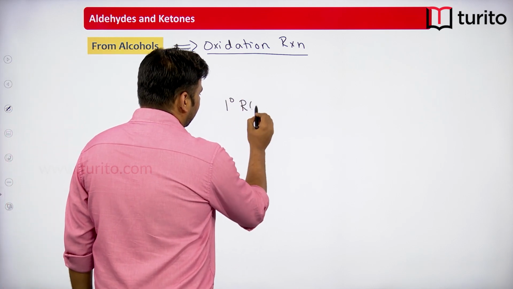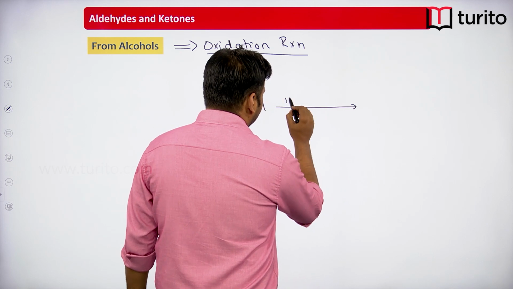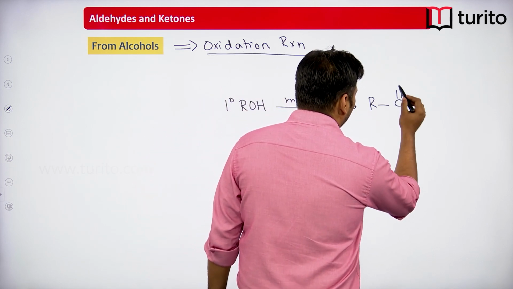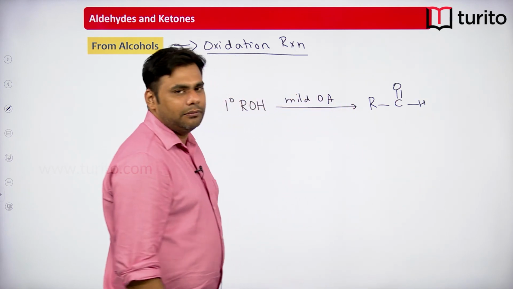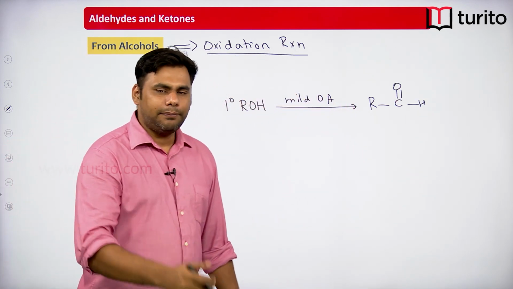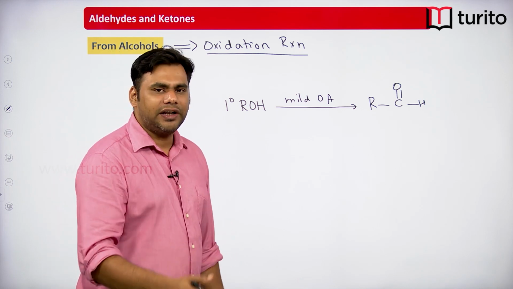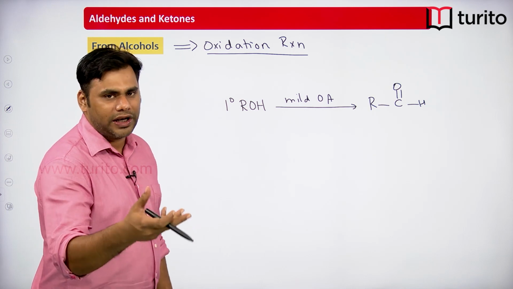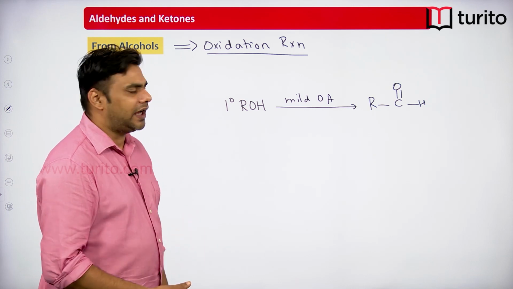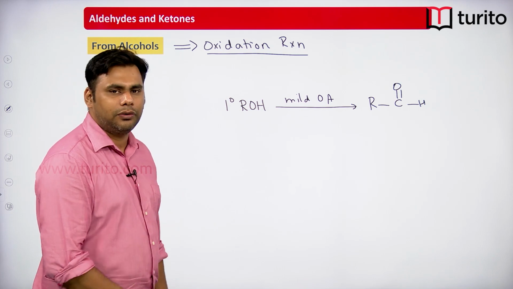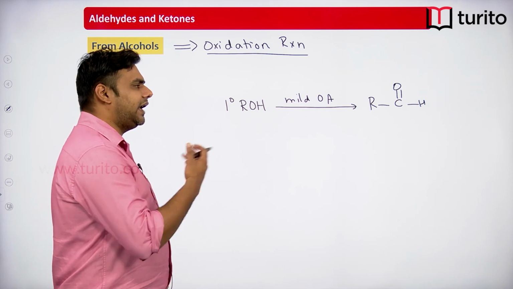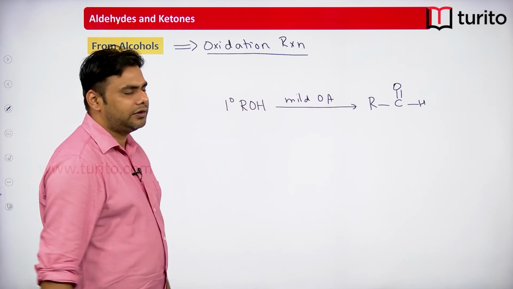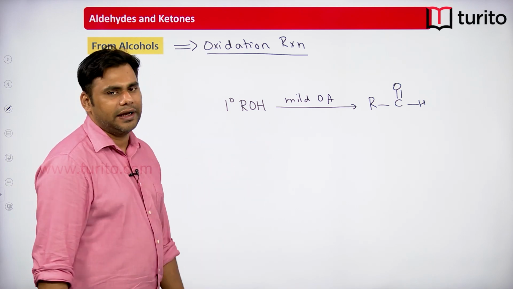So 1 degree alcohol with mild oxidizing agent oxidizes into aldehyde. Mild oxidizing agents were PCC, pyridinium chlorochromate, PDC, pyridinium dichromate, Collins reagent, CrO₃ in acetone, then copper, heat, and NaOH. So these were the mild oxidizing agents that were converting 1 degree alcohol into aldehyde. Similarly, you can carry out a Swern oxidation, you can react it with ferric ammonium nitrate, all of them convert 1 degree alcohol into an aldehyde.